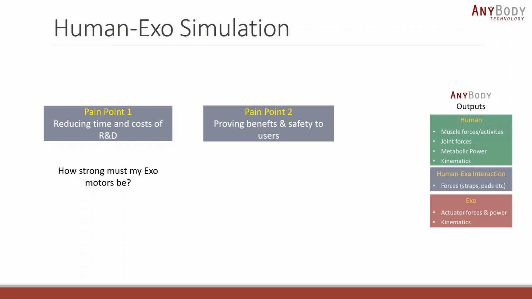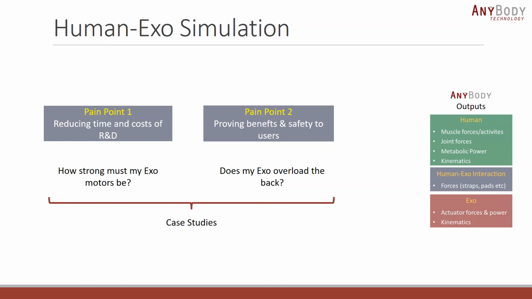So if you take a question such as how strong must my exoskeleton motors be, I have judged over here that this is a pain point 1 question, because this has to do with the actual design of the exoskeleton. And this can probably be answered by looking into the actuator forces and power of the exoskeleton as given by AnyBody. And similarly, this question over here as to whether the exo overloads the back can be addressed using these joint forces that you get from AnyBody. And this is essentially the format in which the results of all the case studies will be presented.